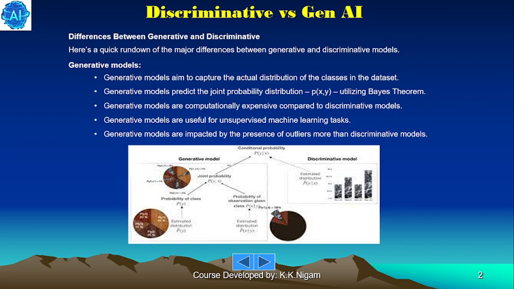Generative models predict the joint probability distribution utilizing Bayes' theorem. Generative models are computationally expensive compared to the discriminative models. Generative models are useful for unsupervised machine learning tasks. Generative models are impacted by the presence of outliers more than discriminative models.